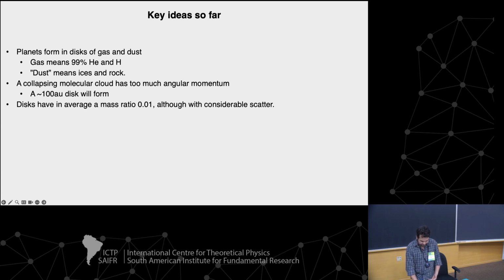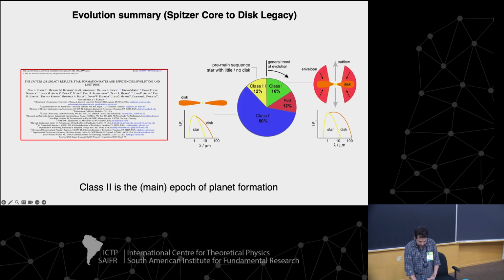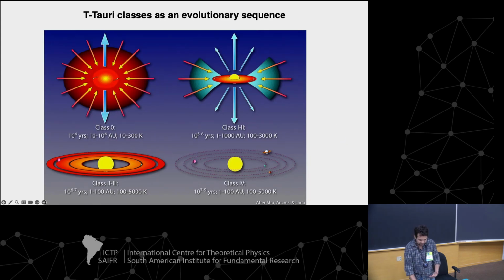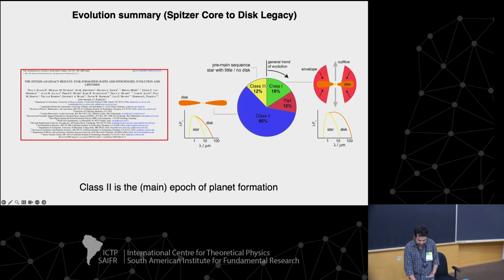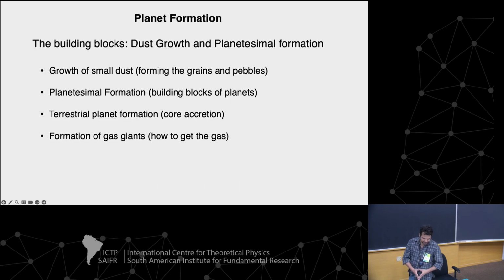We saw also the average mass that this disk has, which is about 1% of the mass of the star, and that we can separate young stellar objects into different classes, right? We have class 0, class 1, class 2, and it seems that the disk spends most of its time in class 2, and that's where planet formation happens. So let's see that in more detail.